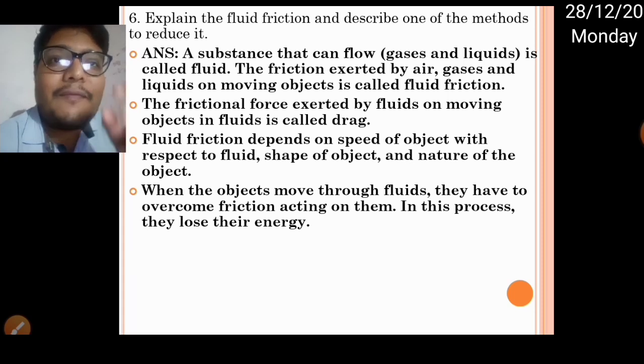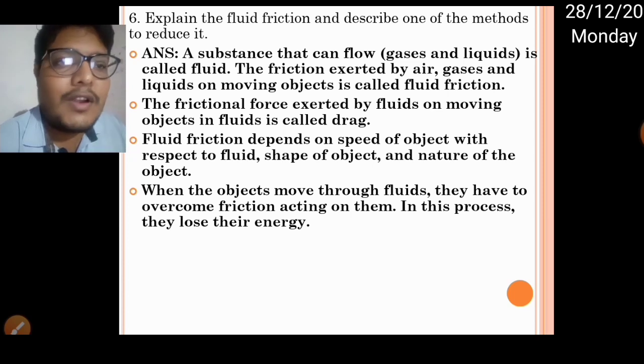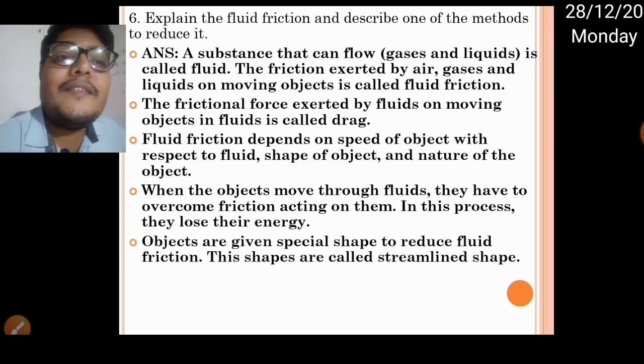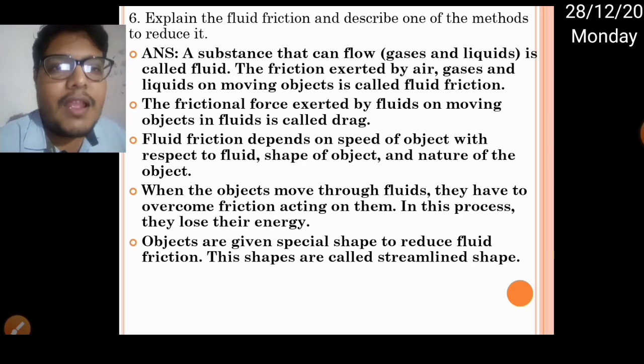So for that, the friction should be less, right? We need to decrease the friction. So how can we reduce the friction for objects which move in a fluid? We need to change the shape. The objects are given special shapes to reduce fluid friction. These shapes are called streamlined shapes, right?